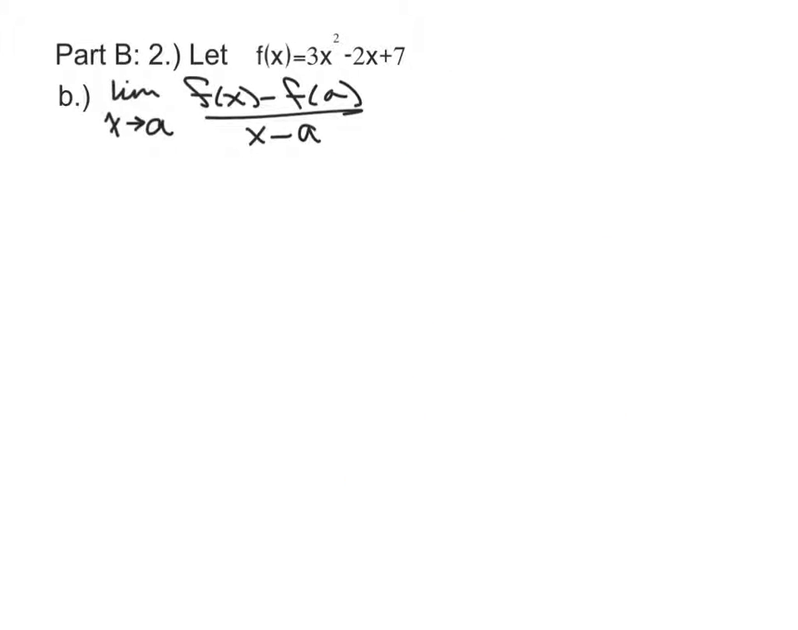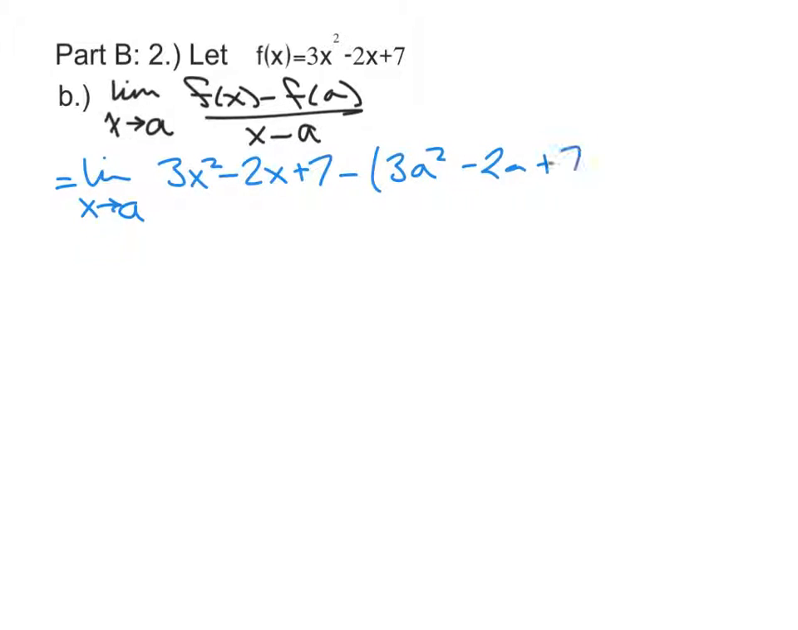The other type that we always see is the limit as x approaches a of f of x minus f of a over x minus a. Again, until we take the limit, keep this limit around. f of x is 3x squared minus 2x plus 7. And we're going to subtract all of f of a, which was 3a squared minus 2a plus 7, all divided by x minus a.